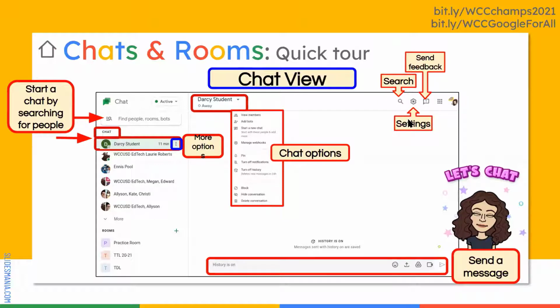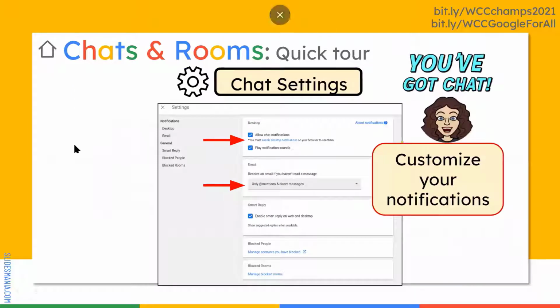And there's our settings gear. And instead of a question mark for help, they have an option to send feedback, and that's the speech bubble with the exclamation mark. All right, so that's the quick tour of chat. And again, we're going to unpack this as we move along.